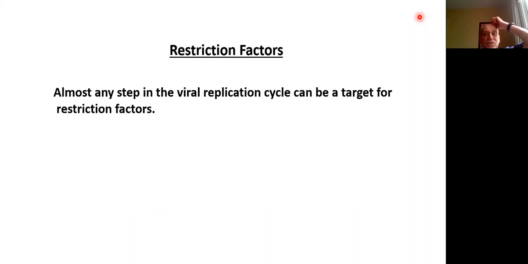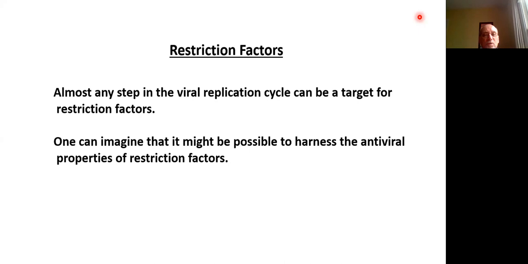Just as any step in the viral replication cycle is a potential target for therapy, any step in the viral replication cycle is a potential target for restriction factors. And in fact, there is a wide variety of restriction factors which block a number of steps in the viral replication cycle. I'll just list several here, although this is not a complete list. And of course, if we knew better how restriction factors work, we might be able to take advantage of that to interfere with viral replication.